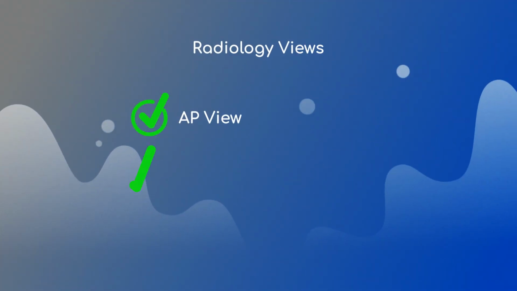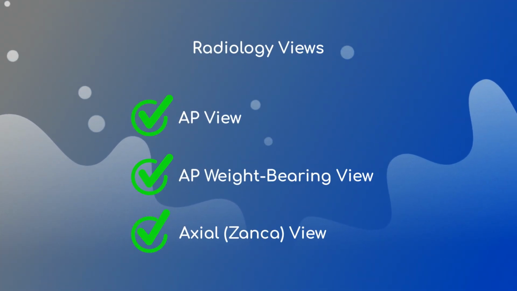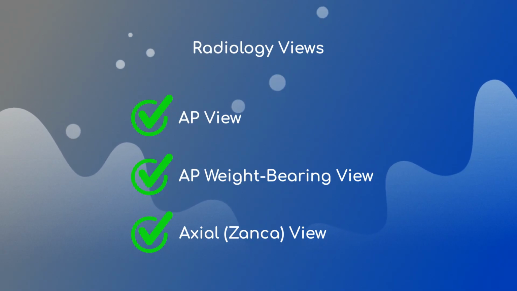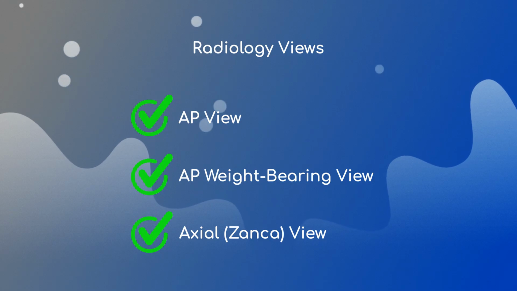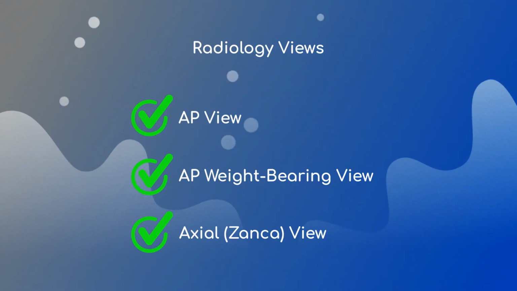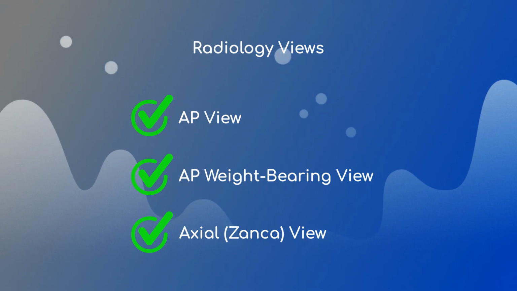Here are the standard views typically performed in an AC joint series. Standard views, bilateral. AP view: frontal image used to establish baseline AC joint alignment. AP weight-bearing view: helps assess ligament disruption by comparing joint space under stress. Axial Zanca view: optimized angle to detect subtle separation or displacement.